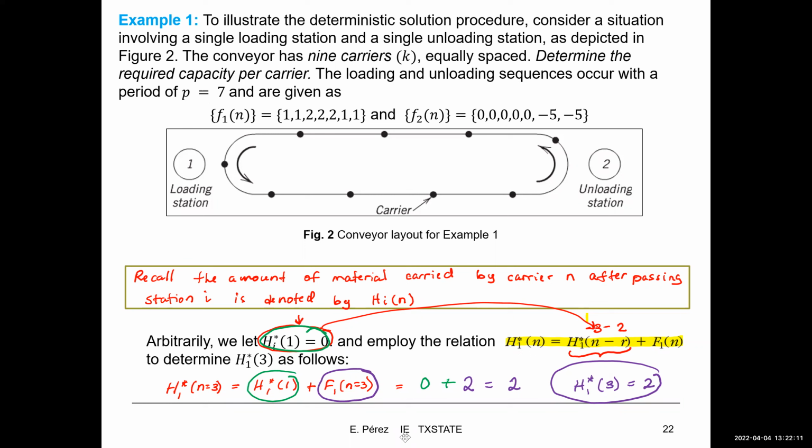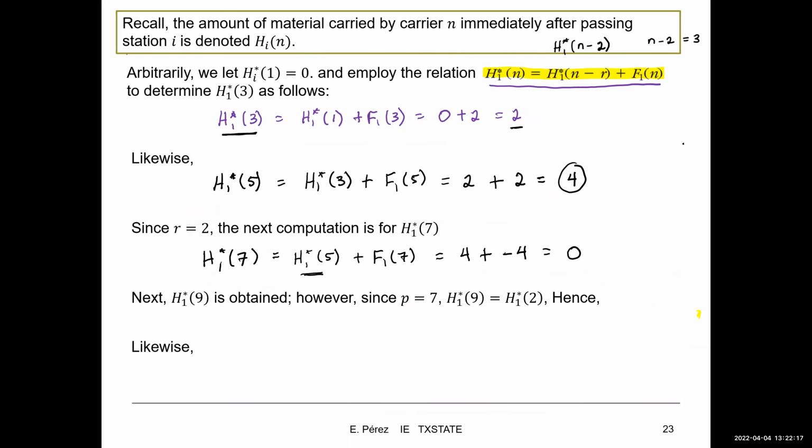Okay, so next will be H1 star of 9. However, since our period equals 7, we cannot get to 9. So we are basically restarting the count.